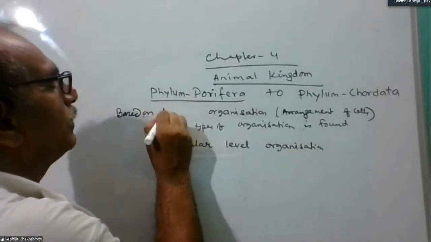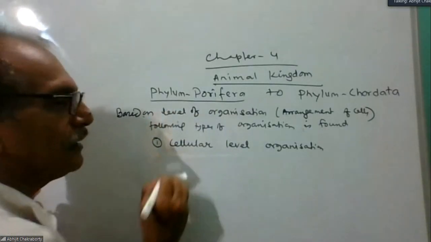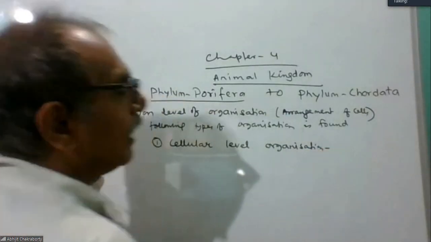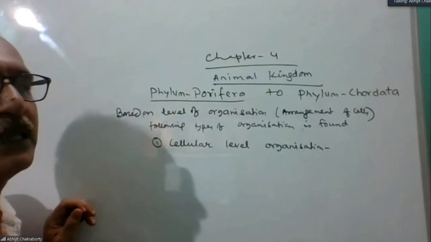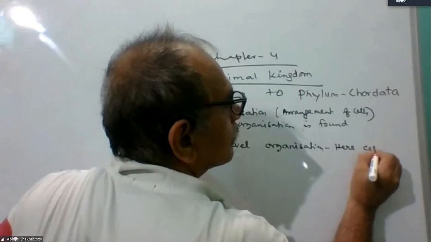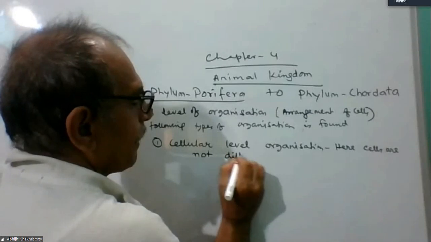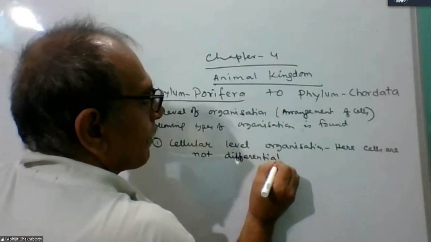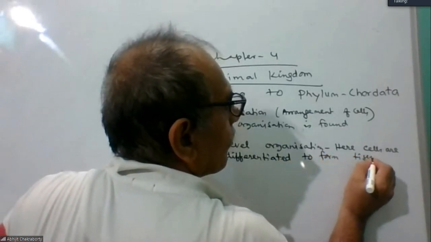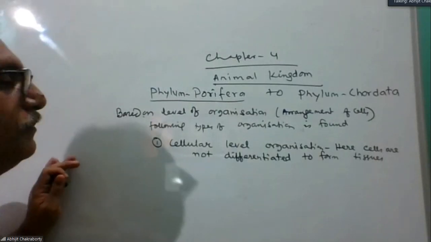Cellular level organization, where cells are formed but tissues are not formed. The animals are multicellular but cells are not differentiated to form tissues. Here cells are not differentiated to form tissues.